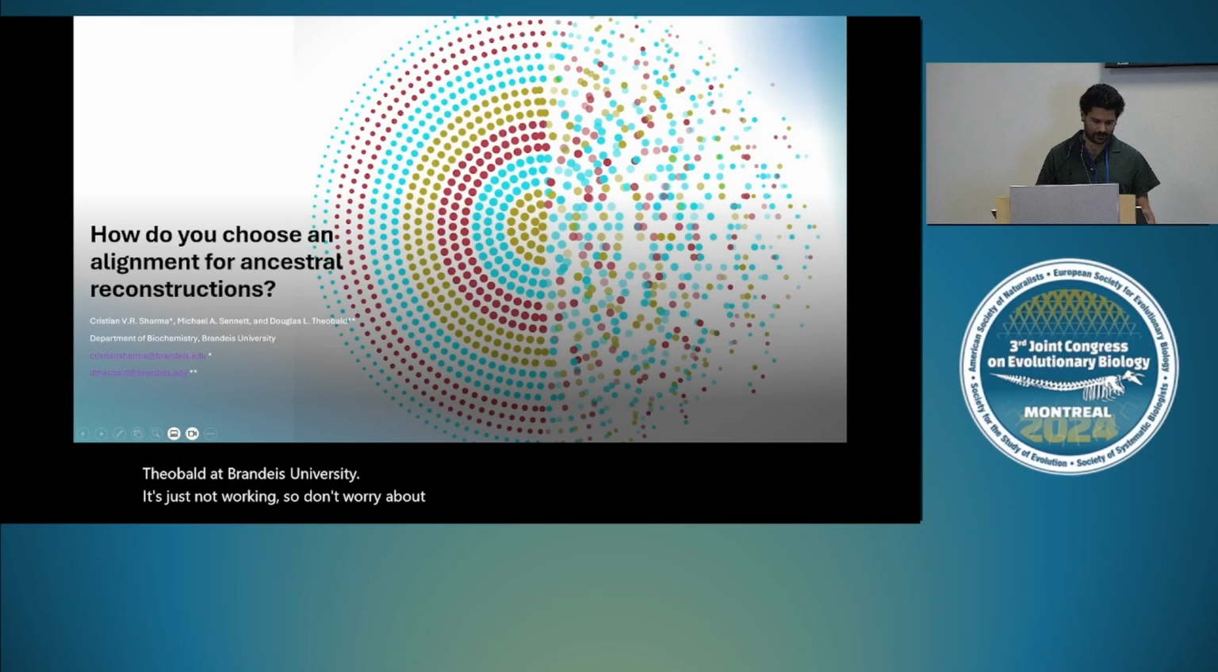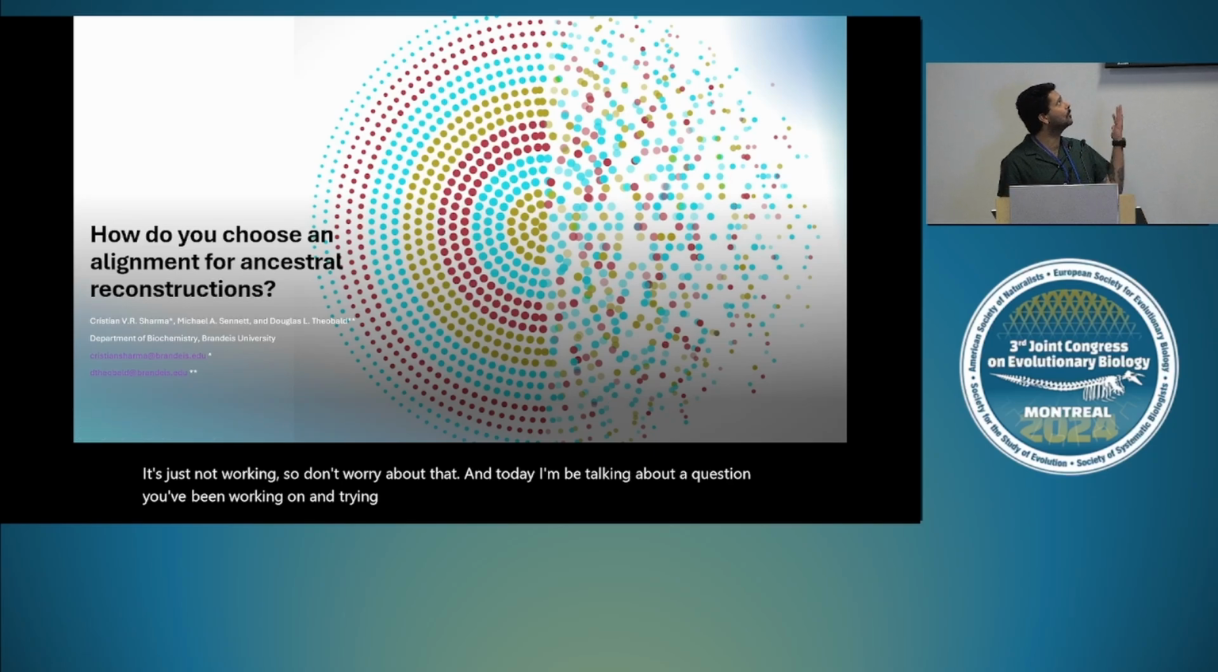And today I'm going to be talking about a question we've been working on and trying to answer: how do we choose an alignment for ancestral sequence reconstruction?